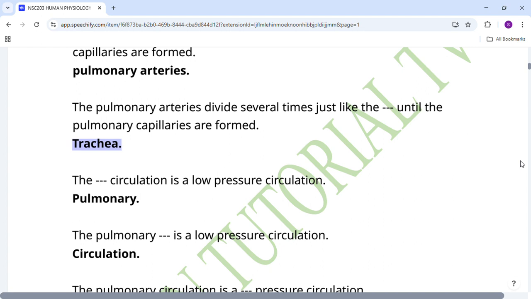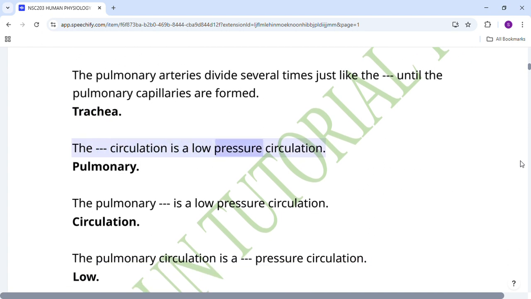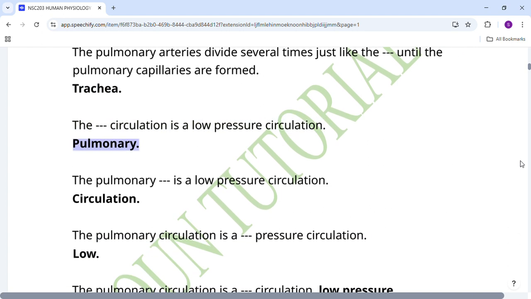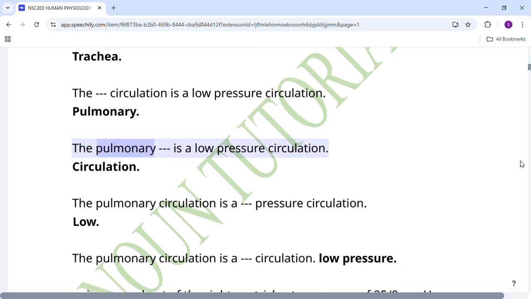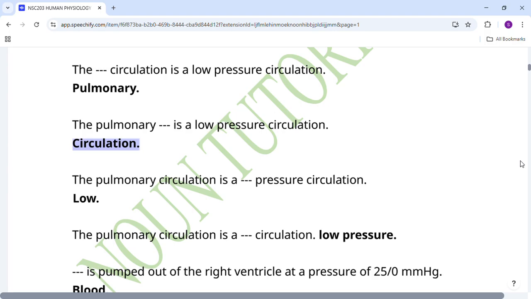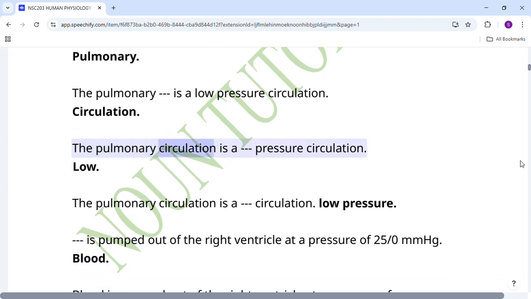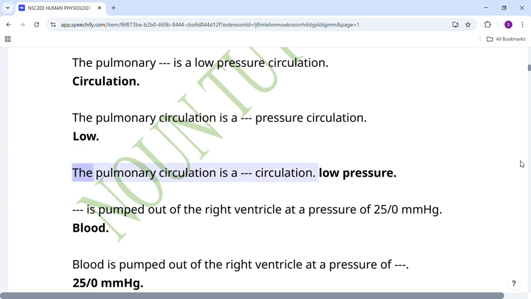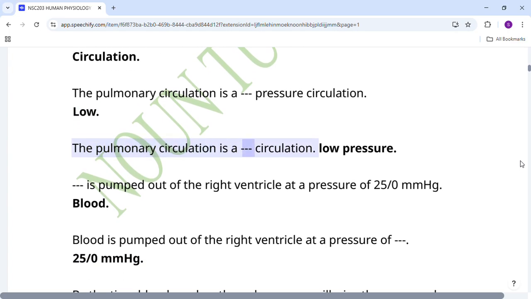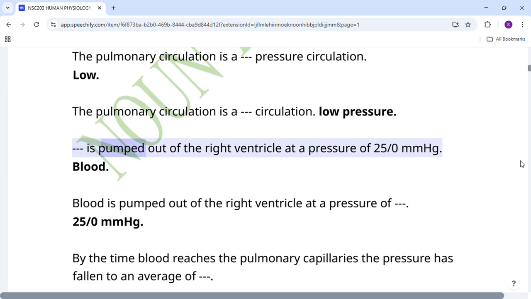The pulmonary circulation is a low-pressure circulation.